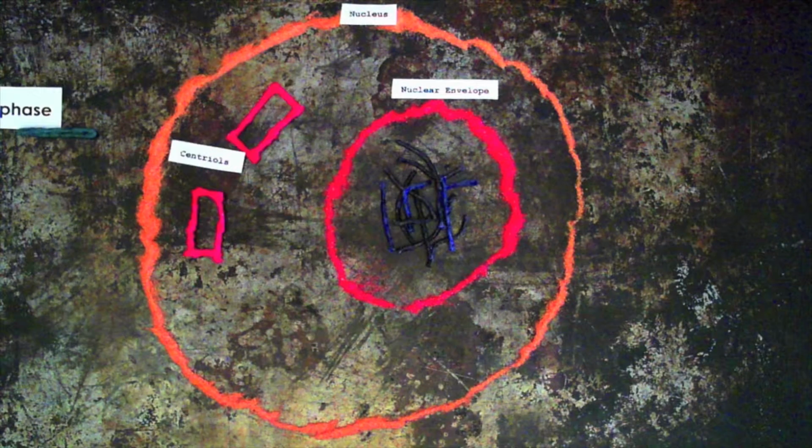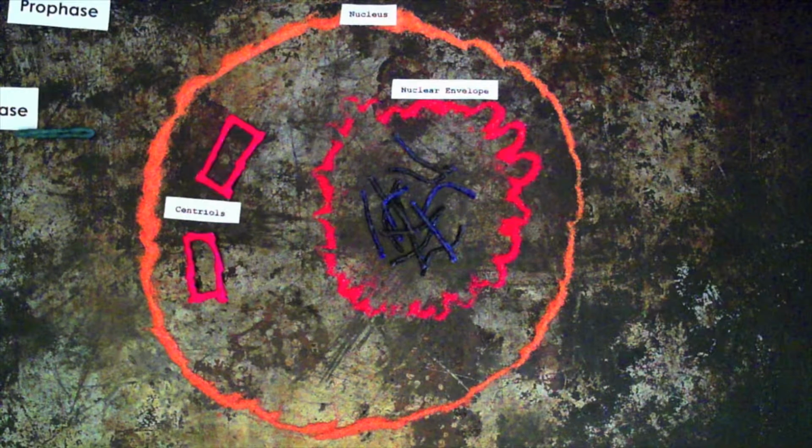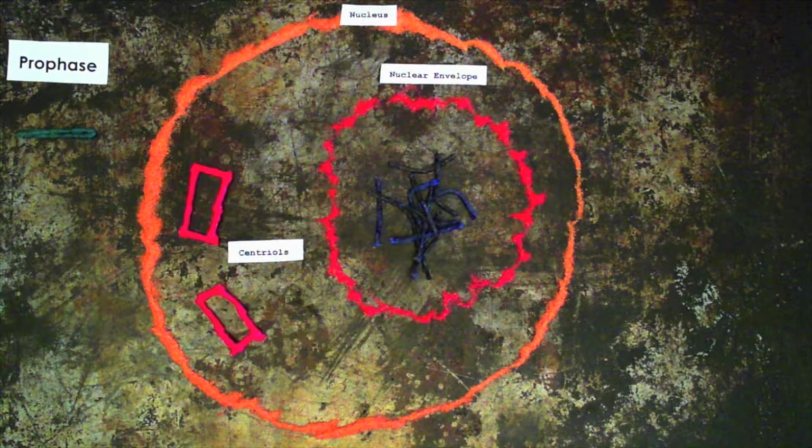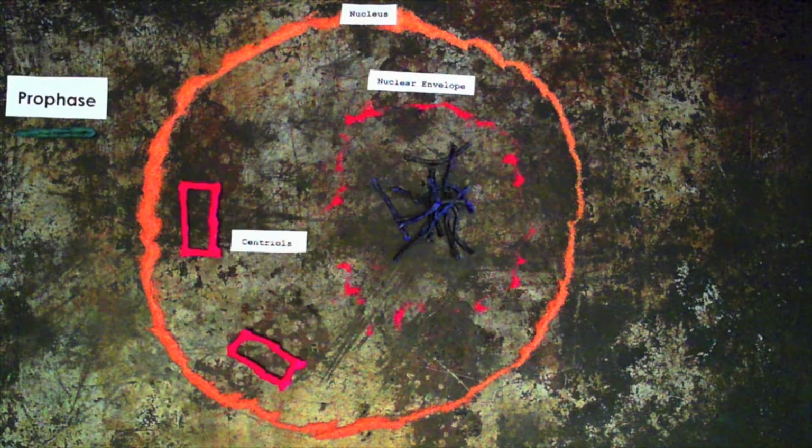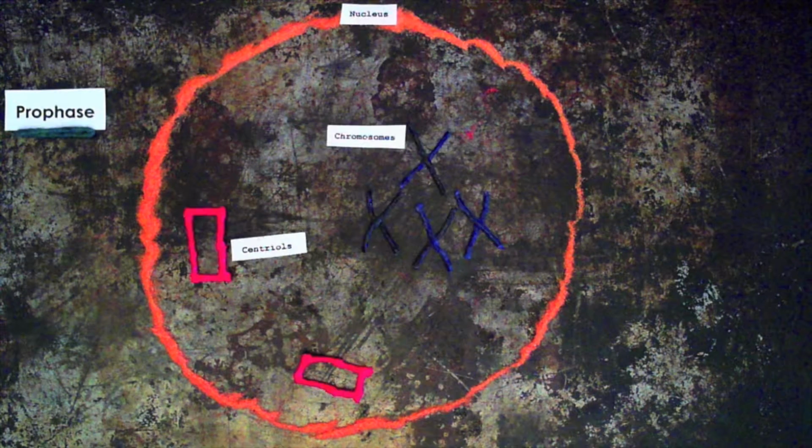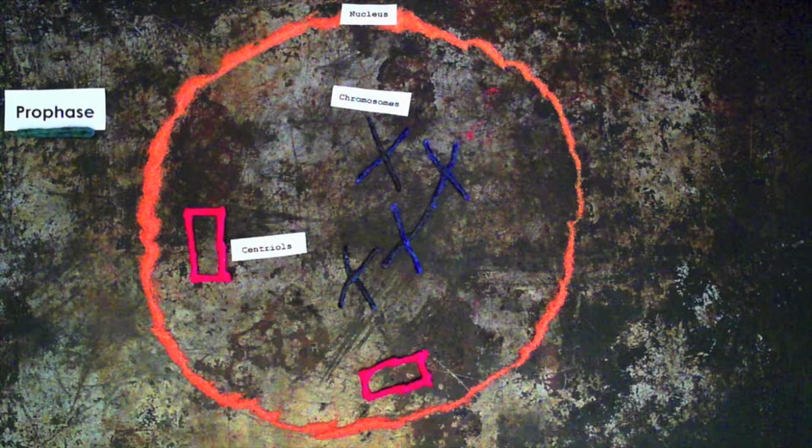The DNA, which was formerly a tangled mess called chromatin, now forms into neat chromosomes. The centrioles venture to opposite sides of the cell. Soon, the microtubules create the mitotic spindle, and the nuclear envelope begins to disappear.